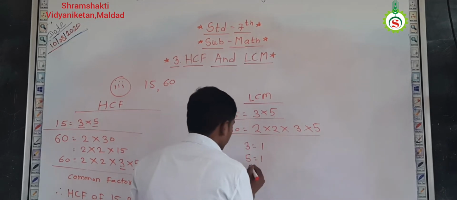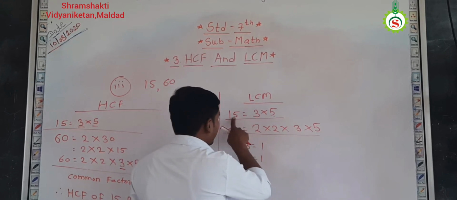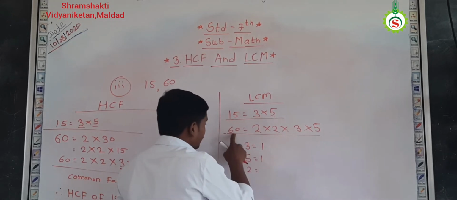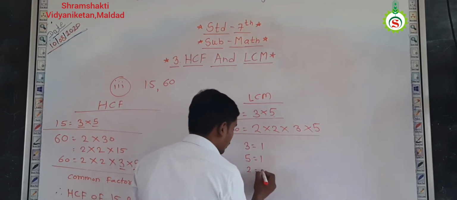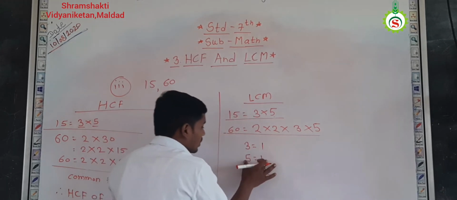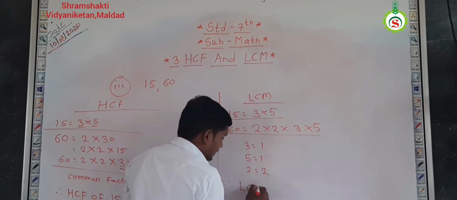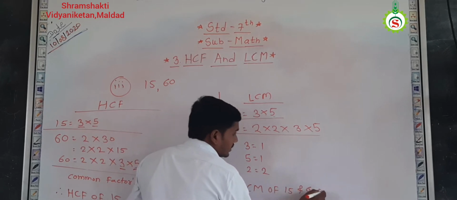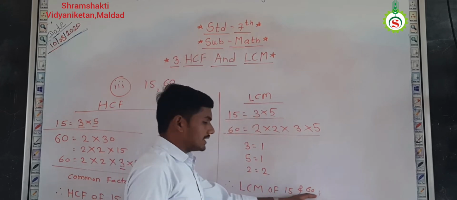Next factor is 2. How many maximum times does 2 occur? Here in the factors of 15 there will be no 2, that means 0 times. Now in the factors of 60, 2 occurs how many times? 2 times. That means 2 occurs 2 times. So I have taken the maximum occurrence of all the factors. Now I will write LCM of 15 and 60 is equal to.